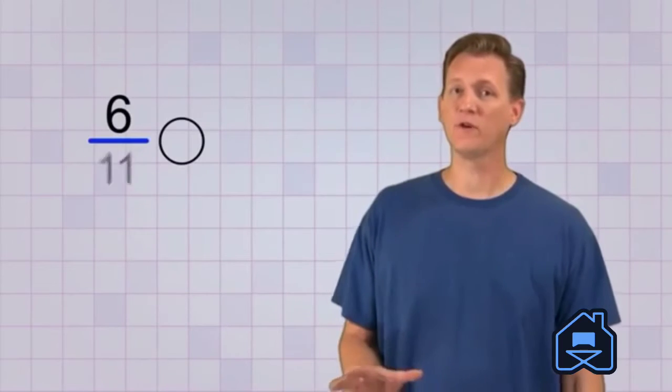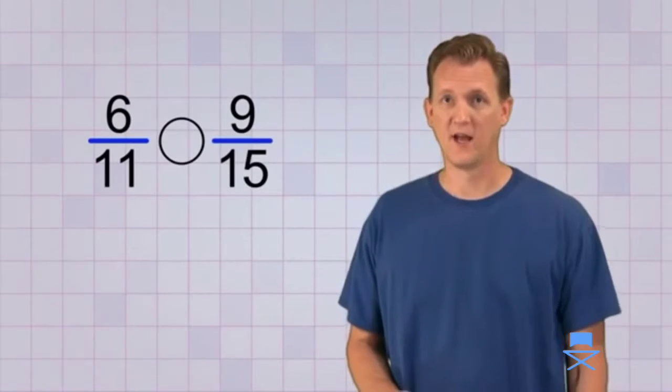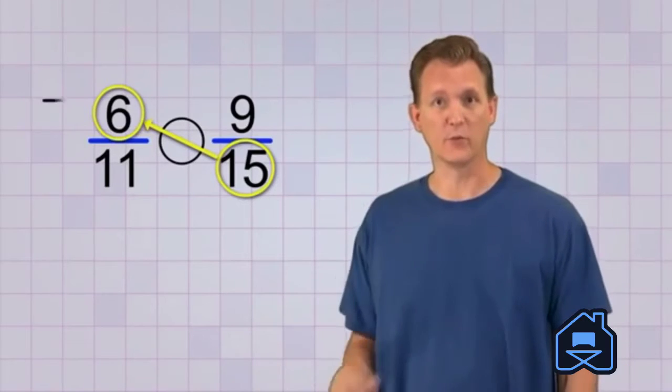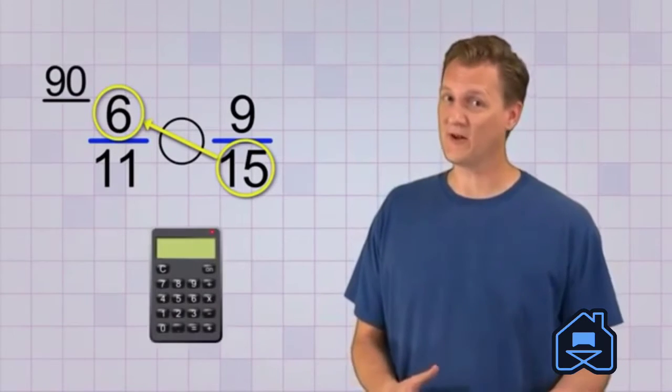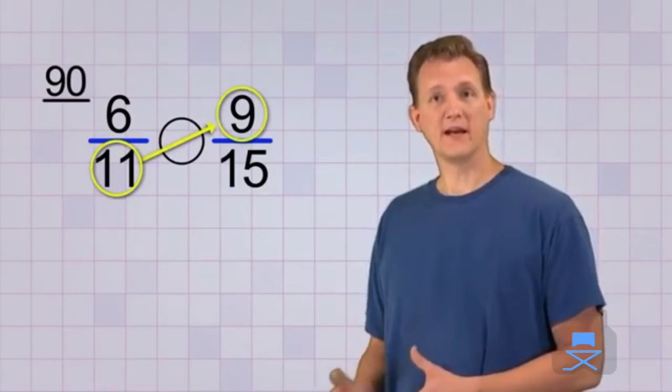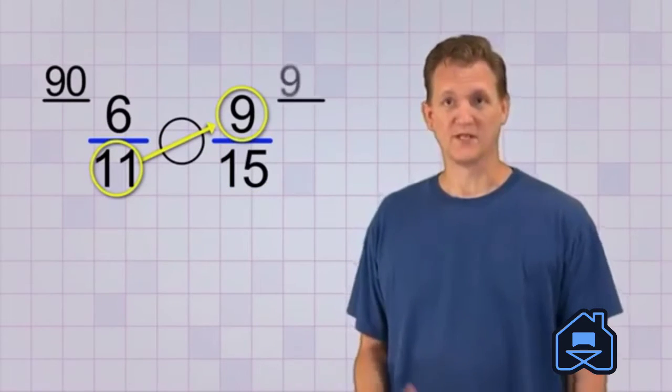Let's compare 6 over 11 to 9 over 15. First, we'll multiply 15 by 6 to get the new top number of the first side, which is 90. Now you can always use a calculator to do the multiplications if you need to. Next, we multiply 11 by 9 to get the second new top number, which is 99.